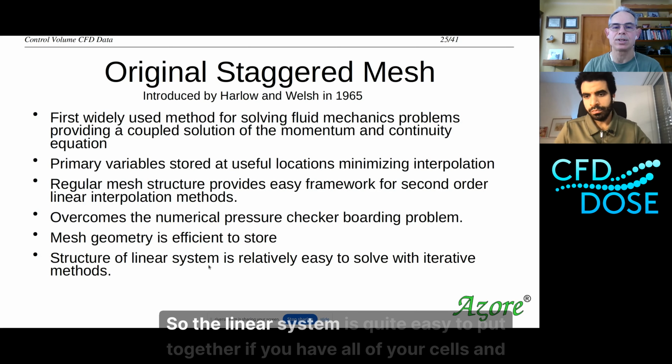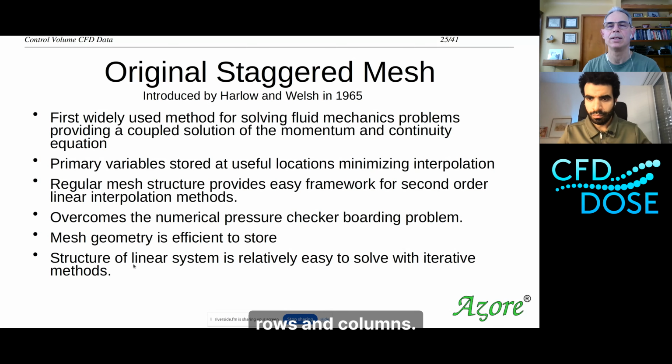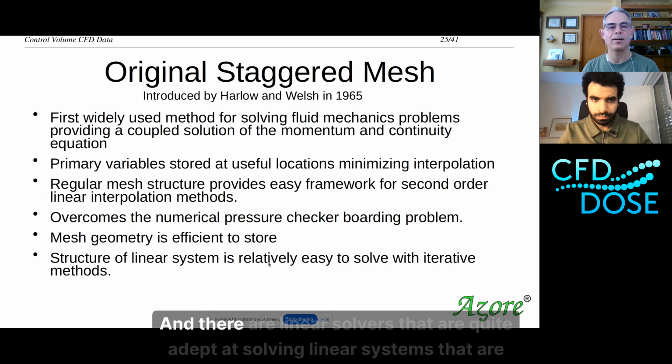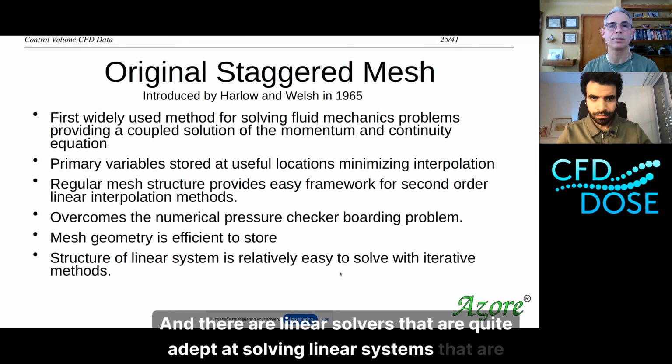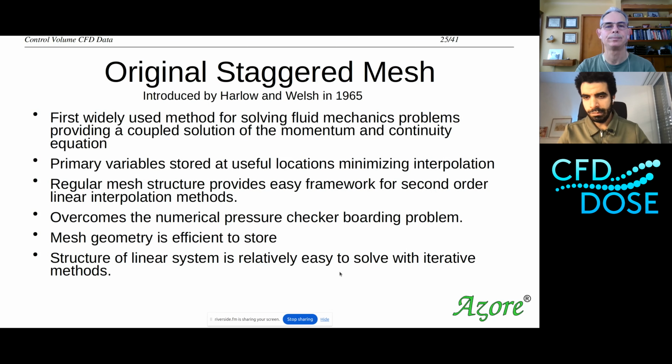So the linear system is quite easy to put together if you have all of your cells in rows and columns. It makes the indexing and the organization of that data easier, and there are linear solvers that are quite adept at solving linear systems based on that kind of topology. So that was yet another benefit of this technique.